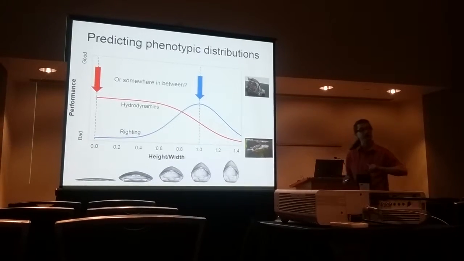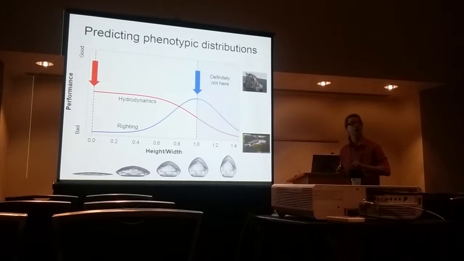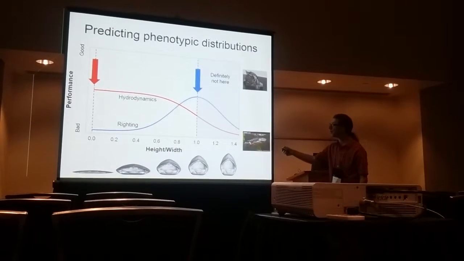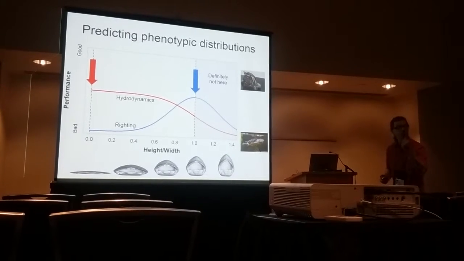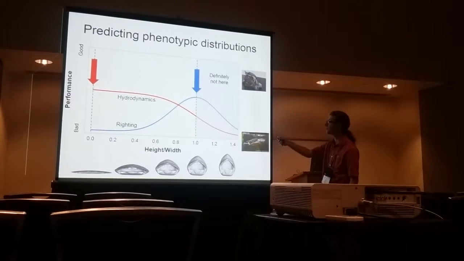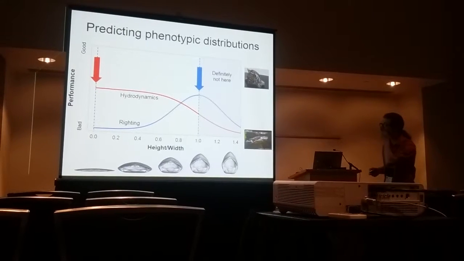But we can say one thing. We can say that we don't expect any turtles in this gray area right here. And why is that? Well, that's because by evolving a lower height to width ratio, you get improvement in performance for both of those functions. So there's no reason for turtles to stay there. They should evolve at least towards this point, if not further. Okay?